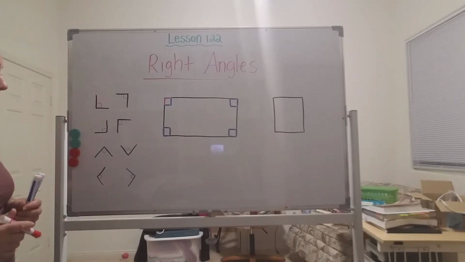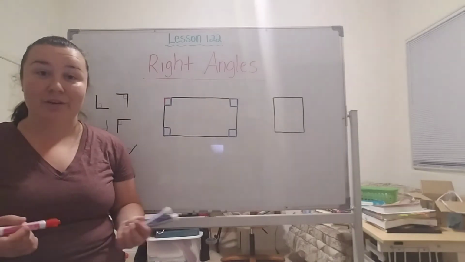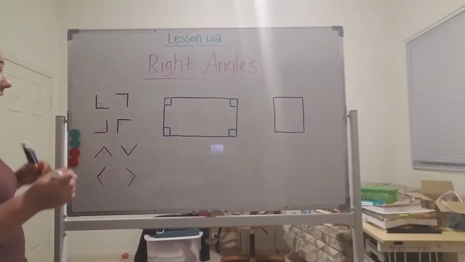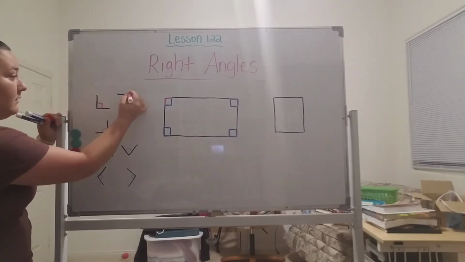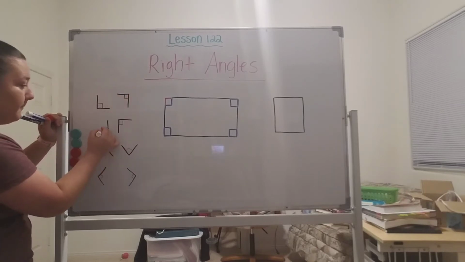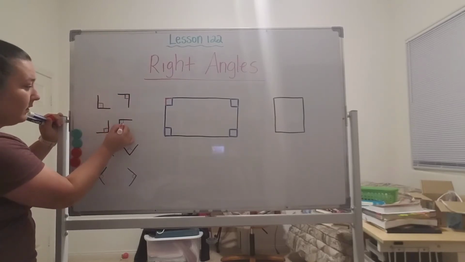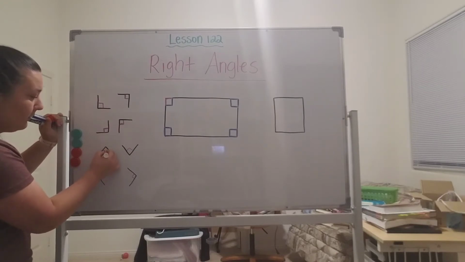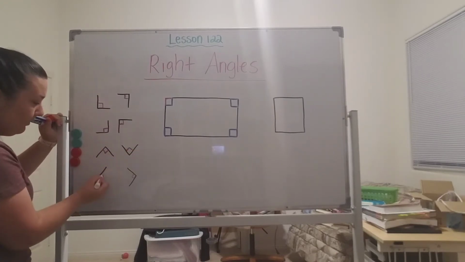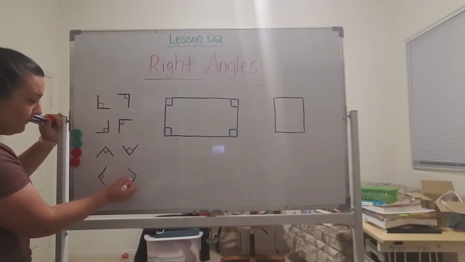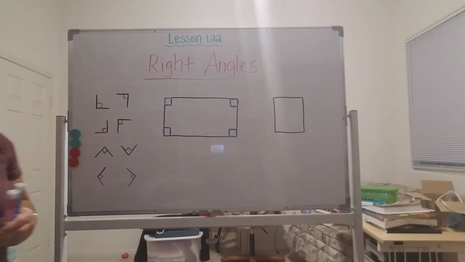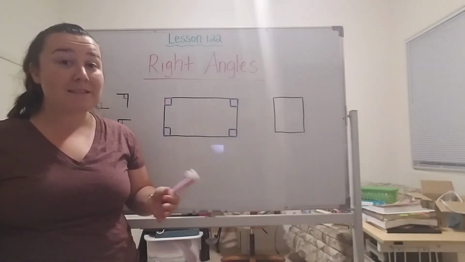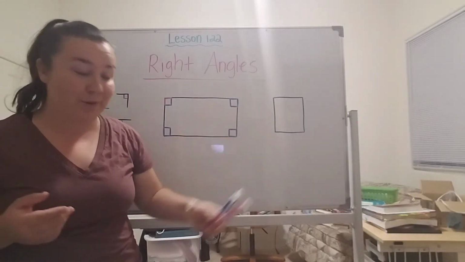So then to create a right angle, what you're going to do is draw a small L here, like this. And here you're creating a right angle. So it seems a little complicated, but it really is not. So I'm actually going to do an example for you here.